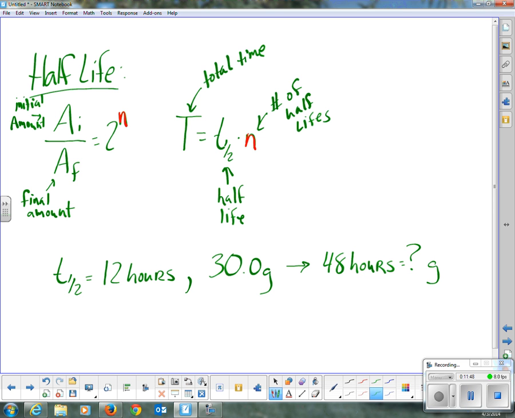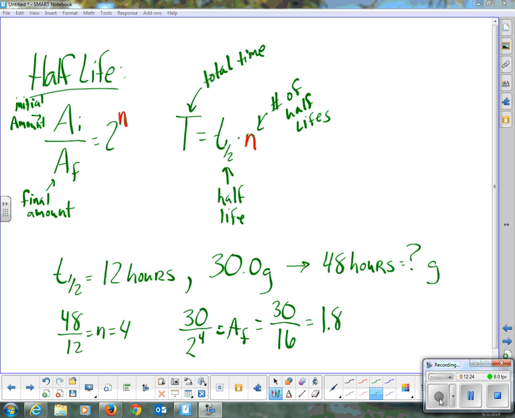Okay, so the first thing that I would do is take the equation with the big T, and 48 divided by 12 would give me n. Well, that means n would be 4. Then I would take that n over to the first equation, and I would take my 30 grams and divide it by 2 to the 4th to get my amount final. Well, that would be 30 divided by 2 times 2 is 4, times 2 is 8, times 2 is 16. Okay, and 1.875 grams is what I would have left, and that would be my answer.